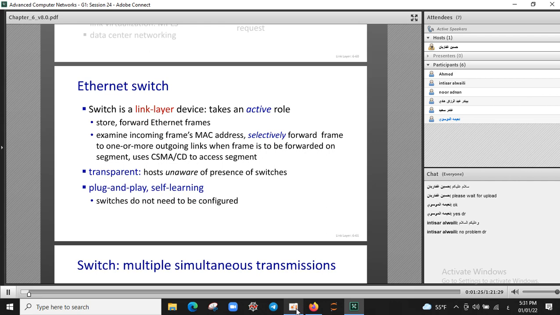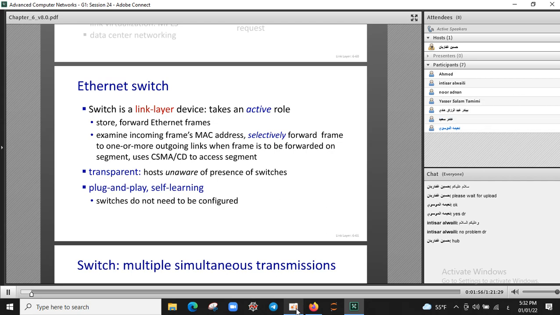What is a network switch? Inside a network, we have 3 different connecting devices. The first one is the hub. A hub is a small device with multiple ports. It works on layer 1, just the physical layer.